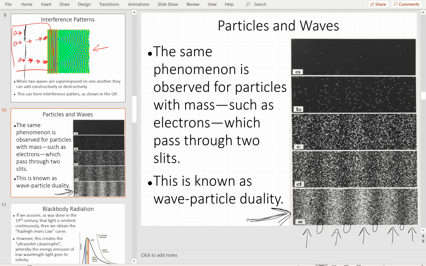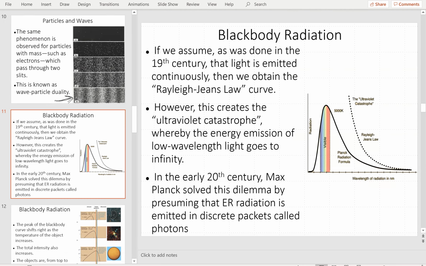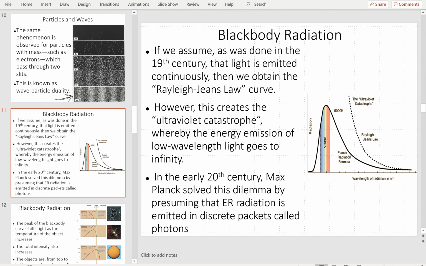The point of these slides is just to emphasize here that experiments have determined that things we think of as just being waves, like light, have particle-like properties. Actually, that part we're going to get to in the next slide. We haven't quite done that yet, but that is true. And then also things we think of as just being particles, like electrons, have wave-like properties. Let's move on to blackbody radiation, as I promised.